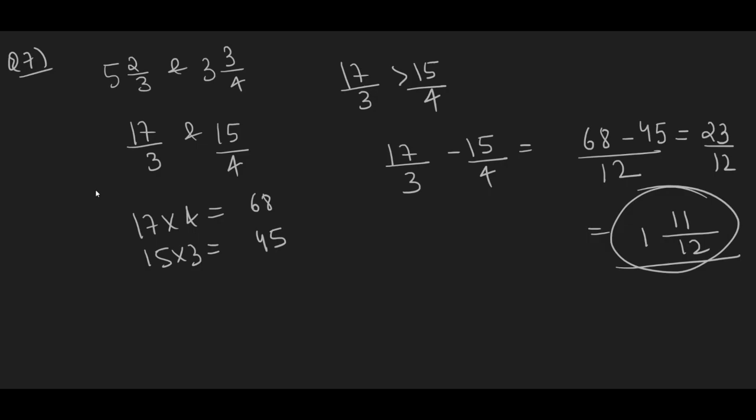Question number 8 we have now. So question 8 says, what should be added to 8 3 by 7 to get 11 11 by 14? What should be added to 8 3 by 7? So we suppose that fraction to be x. We need x to be added to get 11 11 by 14.